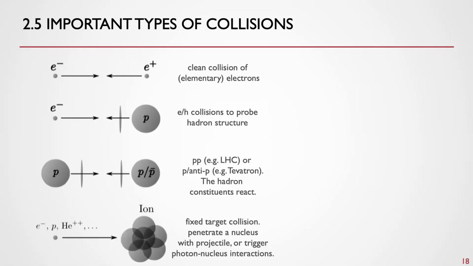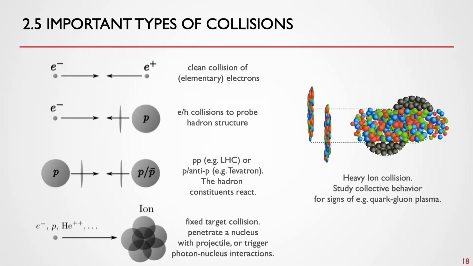Then, of course, there are other types of collisions that involve ions. One can shoot electrons at ions to see whether there's any difference in the distribution of the quarks because of the bound state nature of the ion in terms of nuclei. One can shoot protons at ions and one can shoot ions at ions. If one does that, these are called heavy ion collisions.